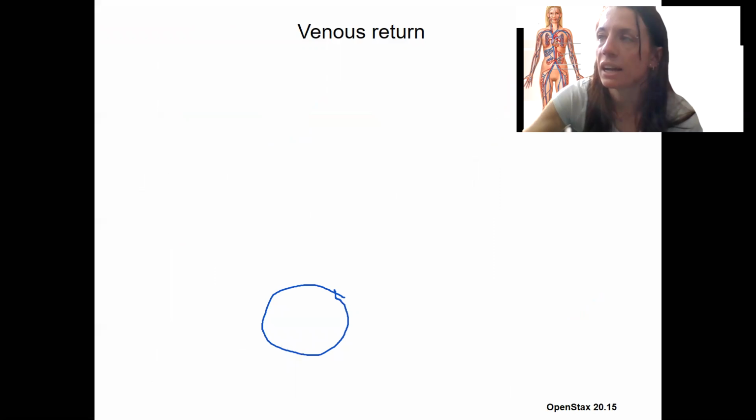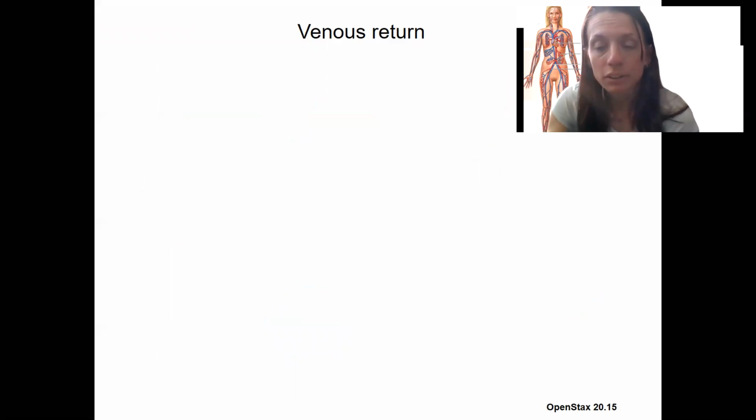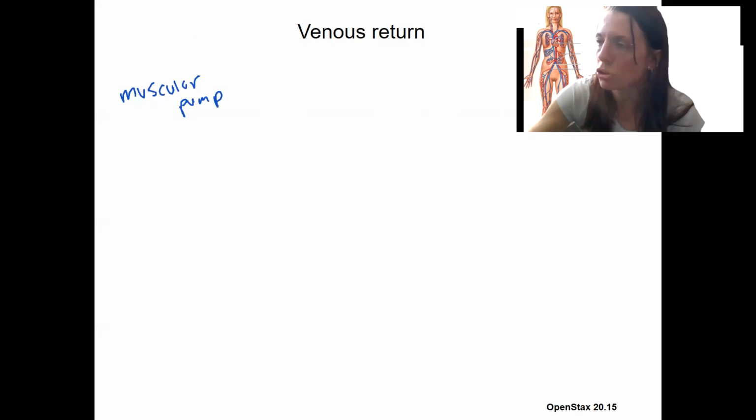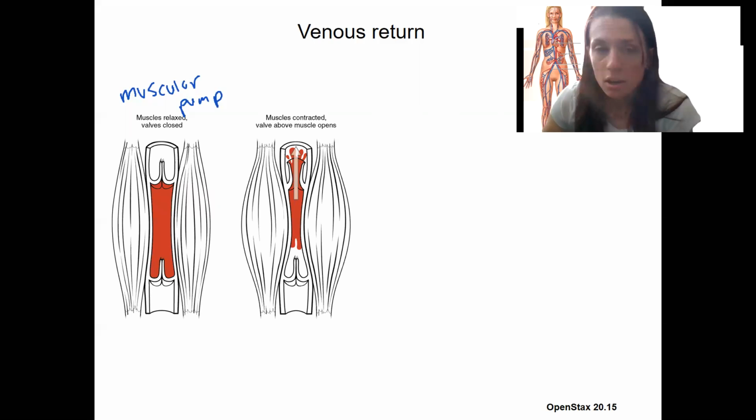So venous return relies on a couple different anatomical things. One is a muscular pump. So what I mean by that is the muscles being a pump. The skeletal muscles act as a pump. I'll show you a picture of this. And then this is also going to be related to our valves. So the skeletal muscles, this might be your gastrocnemius, the calf, or whatever.